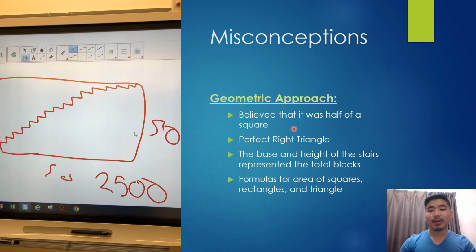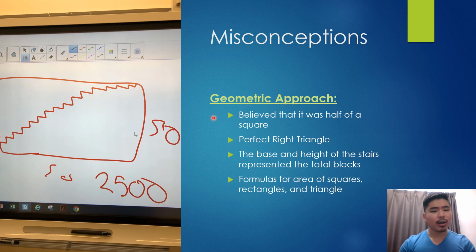However, many of them believed that it was a perfect half of a square, and that this made a perfect right triangle. So if they found the area of the square, such as a 50 by 50 square, and split it in half, they would get the right answer. However, they failed to recognize that it was not a perfect right triangle because the edges of the staircase zigzag above the diagonal that forms the triangle that goes from corner to corner, and so there was part of the staircase that was above that diagonal.